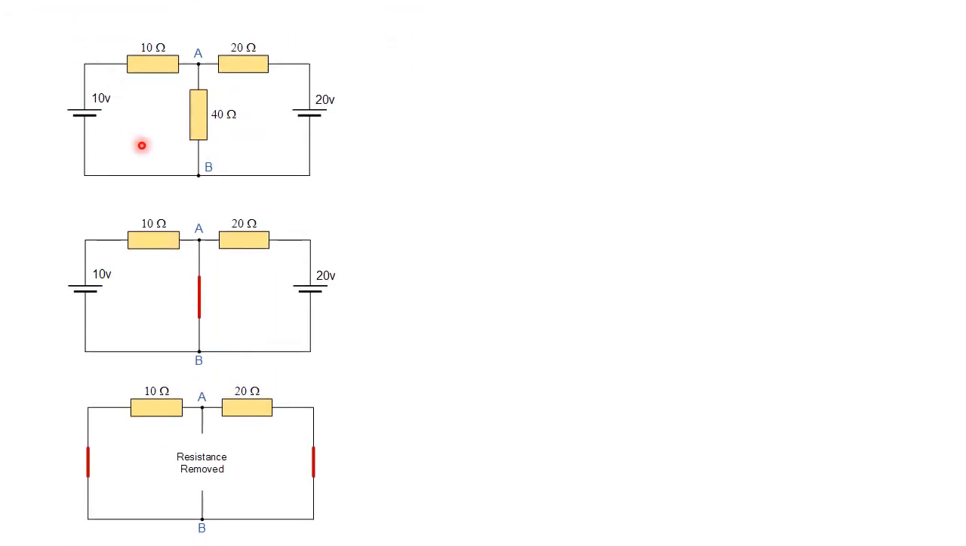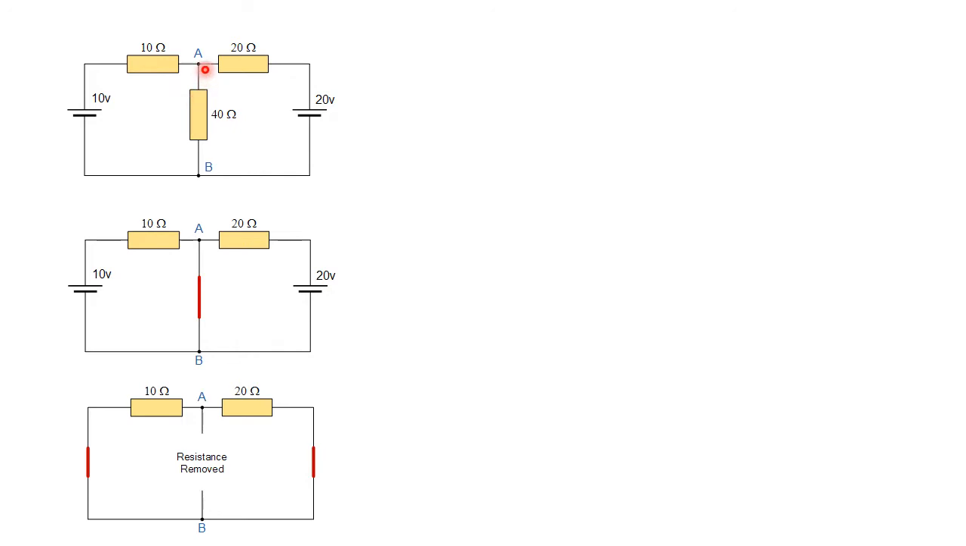So here is our circuit. For this circuit I am going to show you how to use Norton's theorem. The initial step is to find the supply current IS. Then we have to find the equivalent resistor of the circuit. Now I am going to show you how to find the supply current.